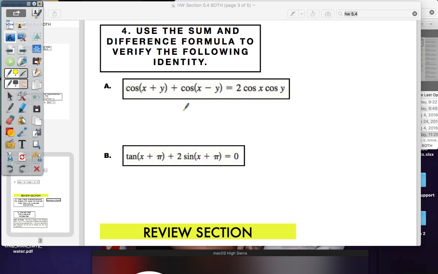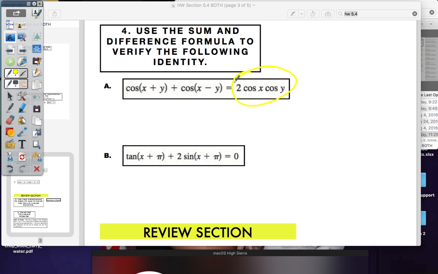Questions, or maybe a question for y'all. If I did 4A, this is my answer, the 2 cosine x cosine y. So this is an identity. Could someone help me with how I could maybe approach the left side to match up to my right side? What could I do there?